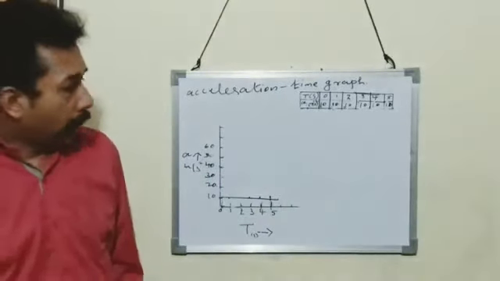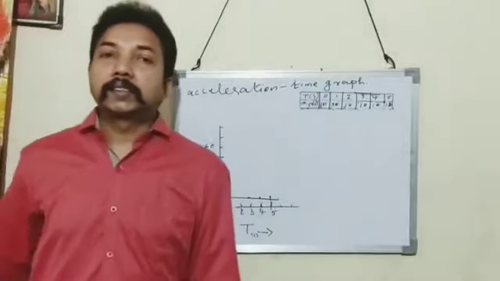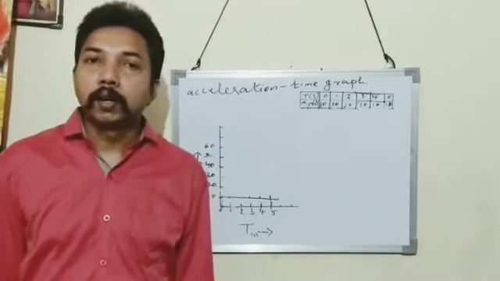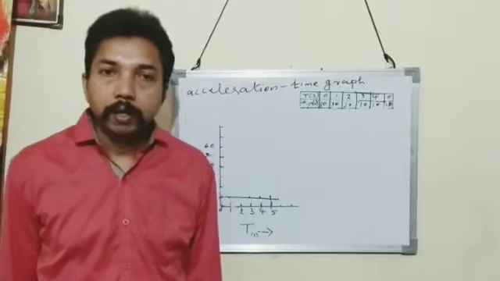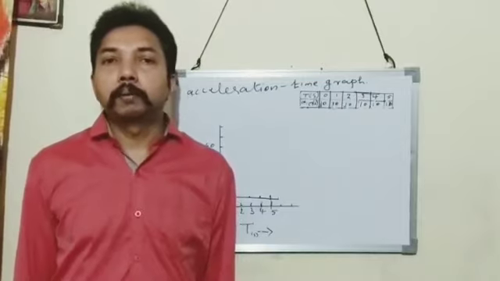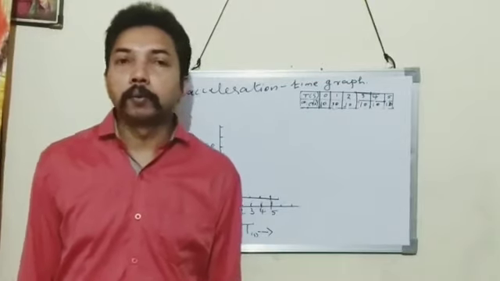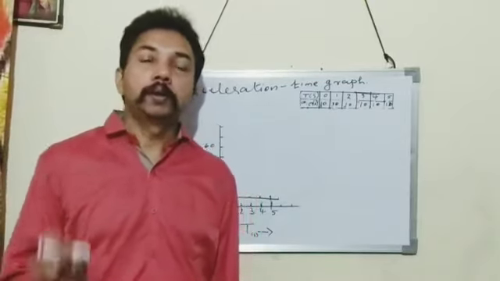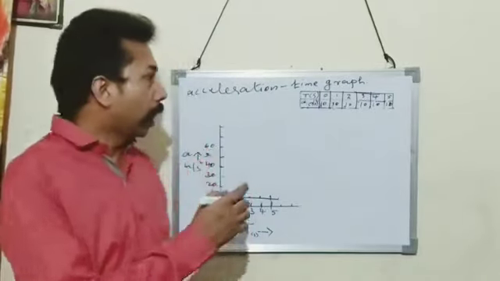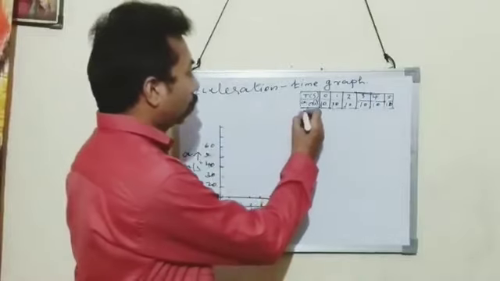So this is the acceleration time graph of a freely falling body. It can be asked to draw the velocity time graph of a freely falling body. How do we calculate velocity from this?